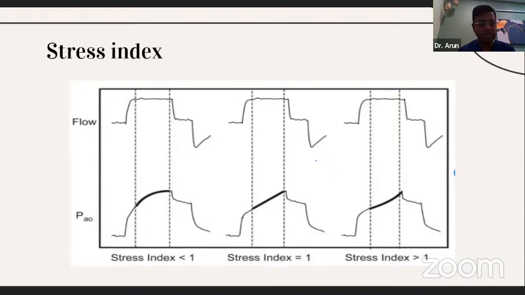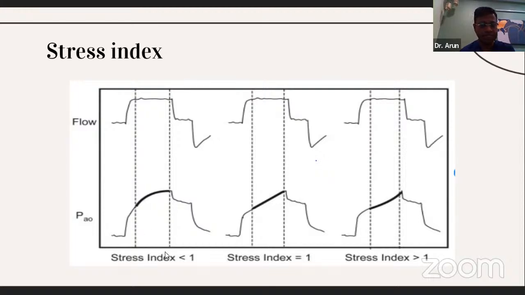This is another parameter you can use to adjust your PEEP, that is stress index. Further, the patient should be kept in volume control mode. Here you can see the flow time scalar and pressure time scalar. The flow time scalar is constant, which means the patient is in volume control ventilation. If you are seeing the pressure time scalar as a straight line, that is indicative of a stress index equal to 1. Here there is no room for further increase; whatever PEEP is set, you have to continue.